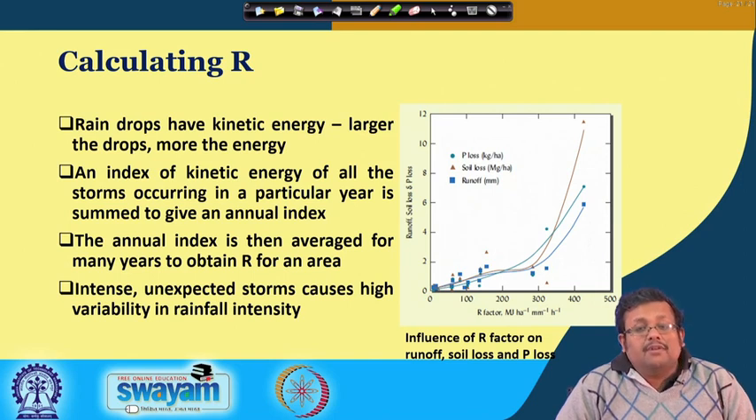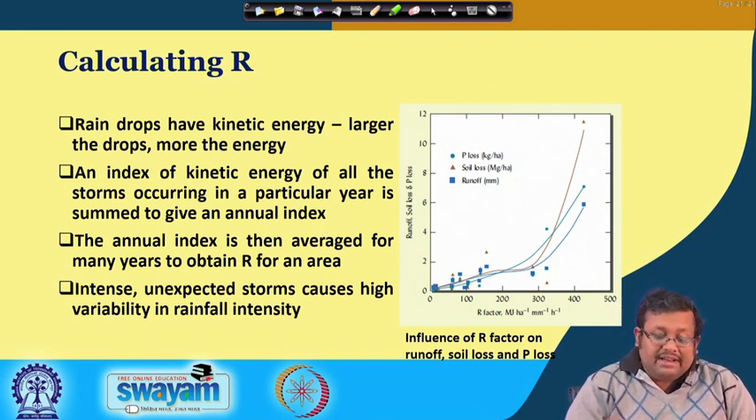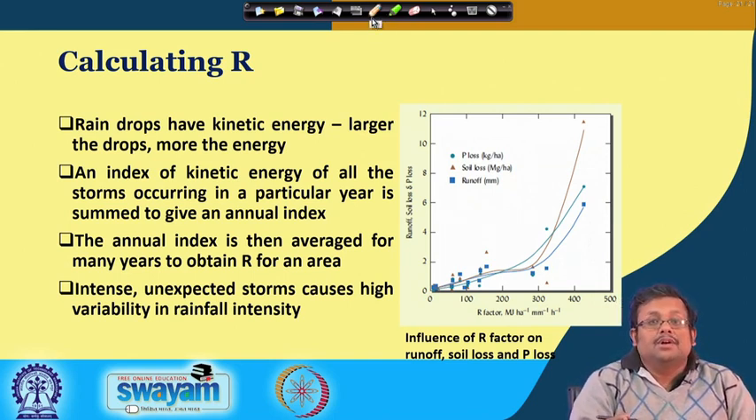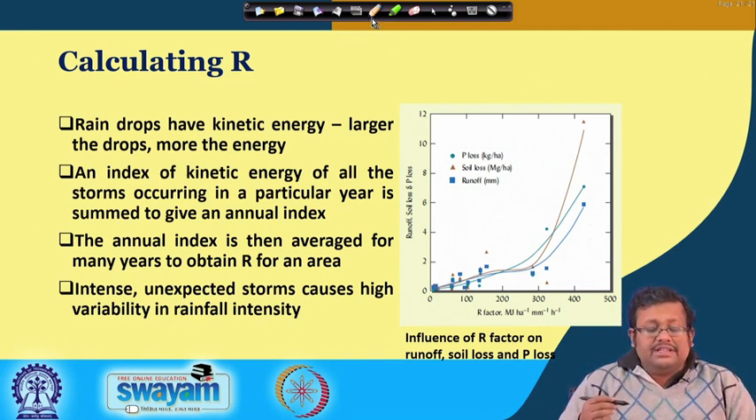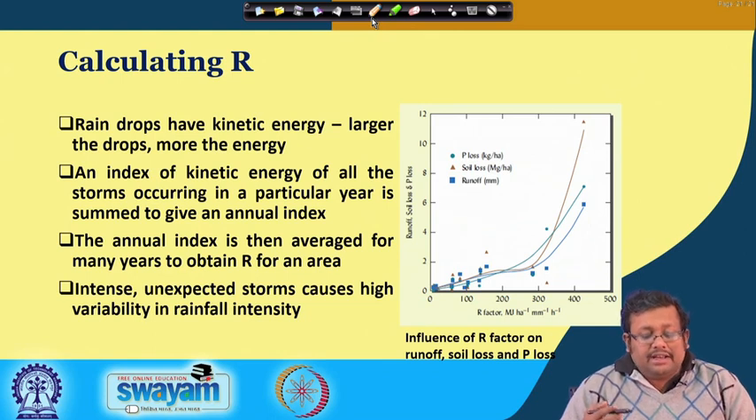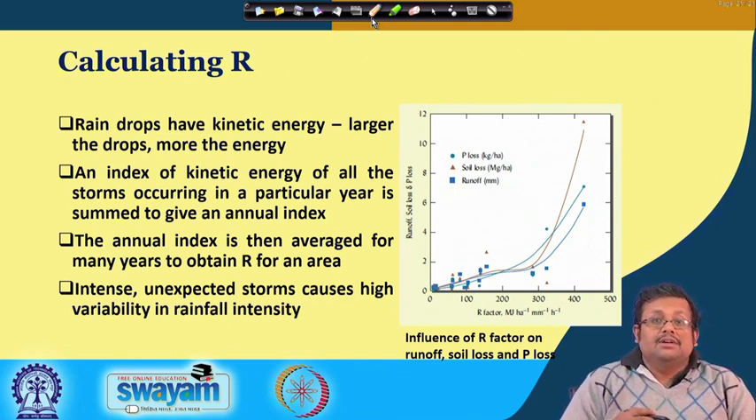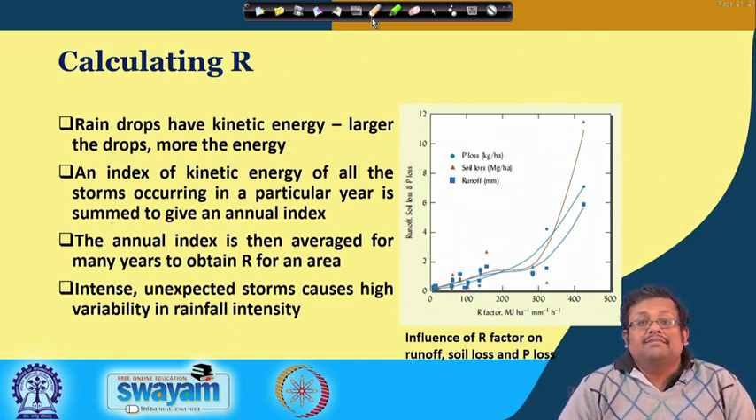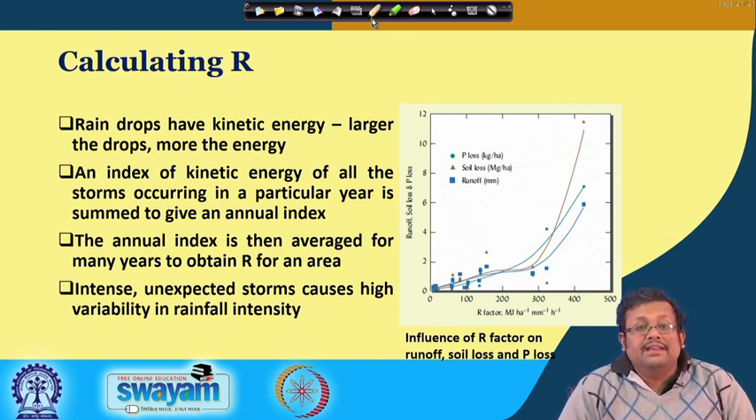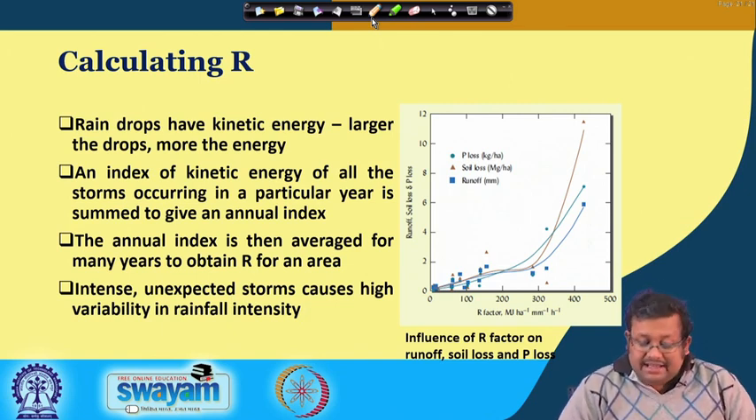Raindrops have kinetic energy, and obviously the larger the drops, the more the energy. So an index of kinetic energy of all the storms occurring in a particular year is summed to give an annual index of R. The annual index is then averaged over many years to obtain R for an area. An intense unexpected storm causes high variability in rainfall intensity. That is how R is calculated.